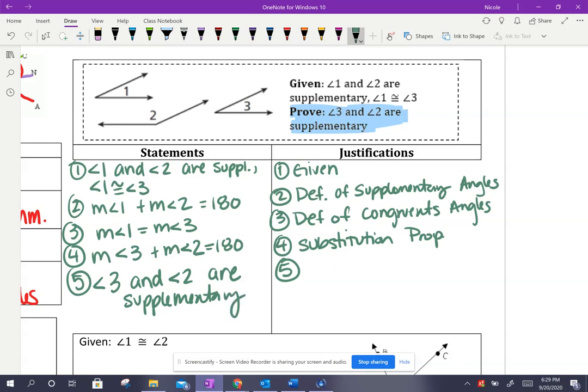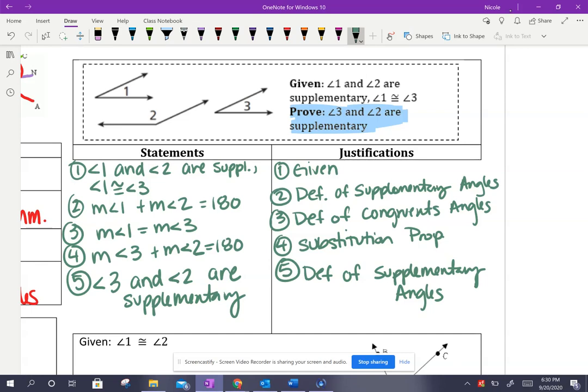And I am using the definition of supplementary angles again. But this time, I was given that two angles added together to equal 180 degrees in step 4, and I'm using the definition to say in step 5 that those two angles are supplementary. So we use the definition in two different directions on this one problem.